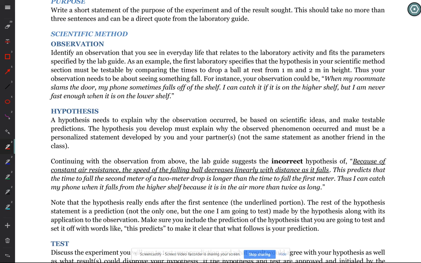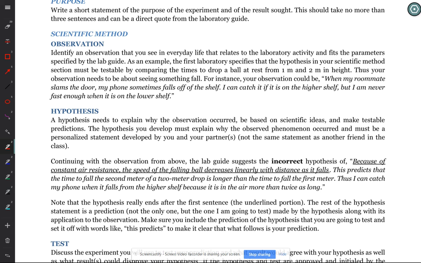It's very wrong. But I said, because of constant air resistance, the speed of the falling ball decreases linearly with distance as it falls. Right? That's saying the ball starts off going fast, it slows down slower and slower and slower as it falls. I think you can all recognize that's a false hypothesis, right? But it's based on a scientific idea. It's based on, we know that there's air resistance that's going to oppose the falling ball. So there's taking some scientific information and making a hypothesis, guessing that's why what I observed happens.